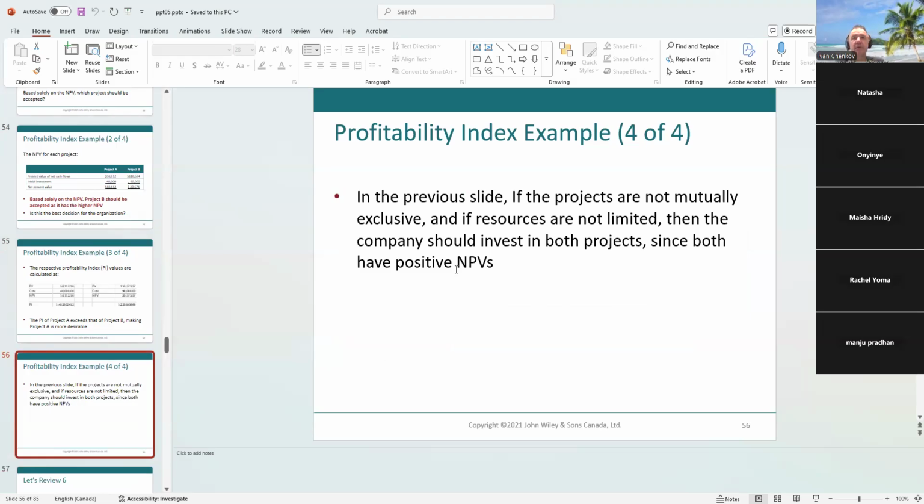Profitability index example is in the previous slide. If the projects are not mutually exclusive, and if you have unlimited resources, then go with both, since you have the net present value positive. But if you have limited resources and you have to choose only one, go with the higher profitability index.